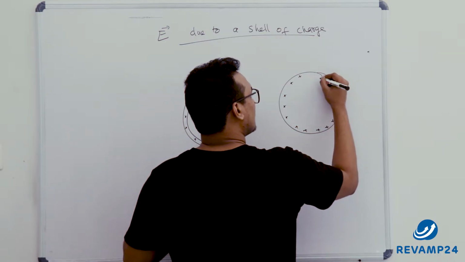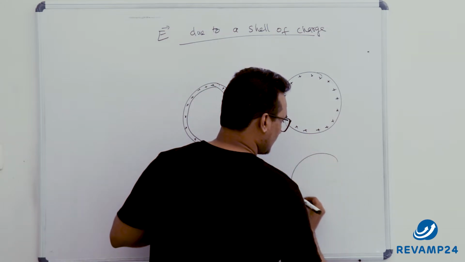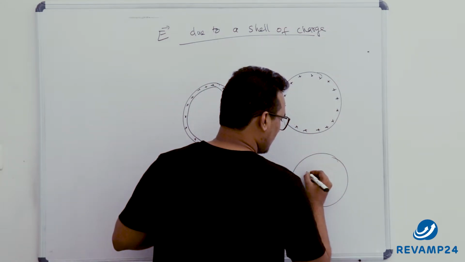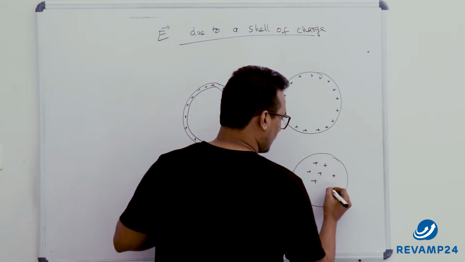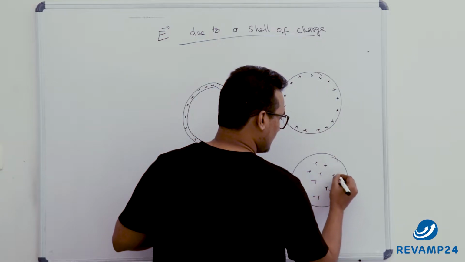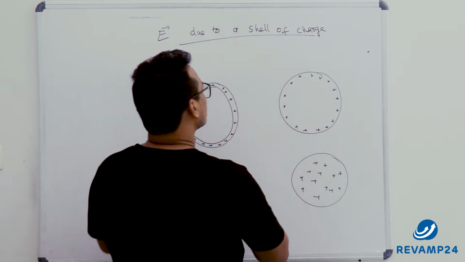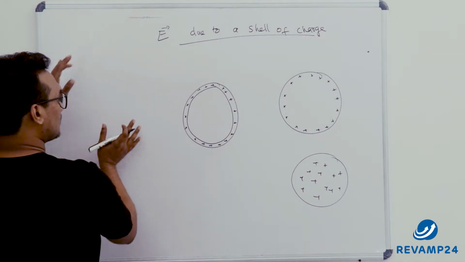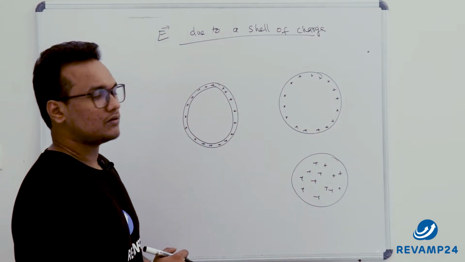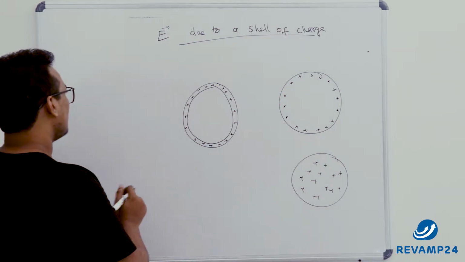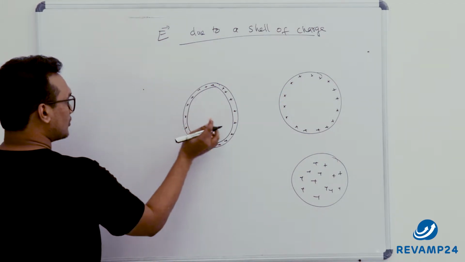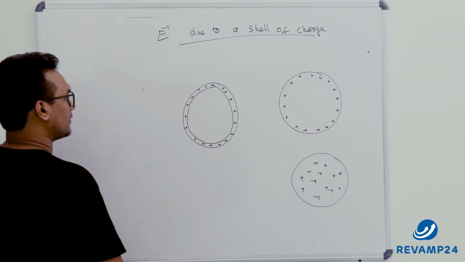But if this is an insulator, we can't apply this. With an insulator, whatever charges we are giving inside will stay inside itself. So with both cases, I can conclude a particular result which I am going to explain here. Now, what will be the electric field due to this shell at this point?